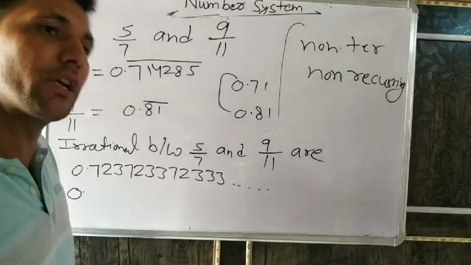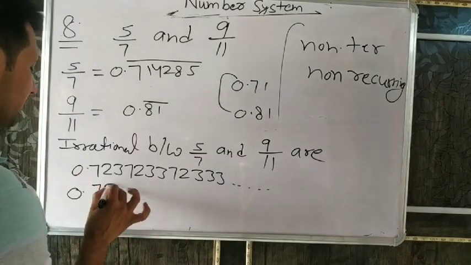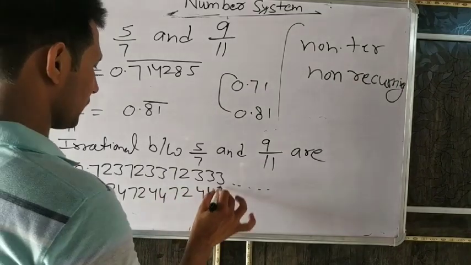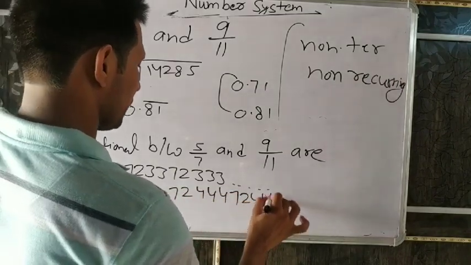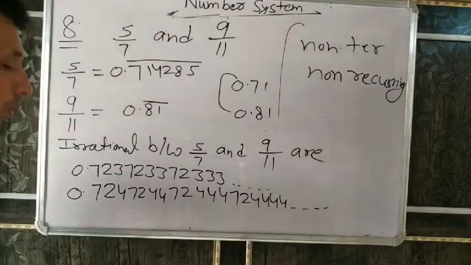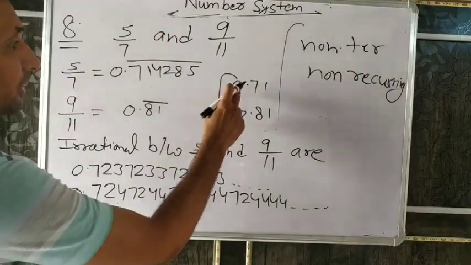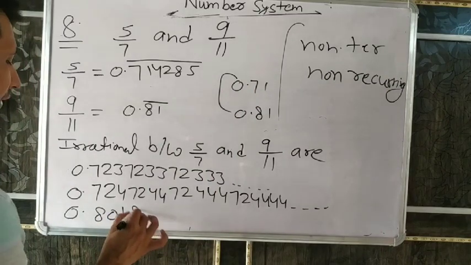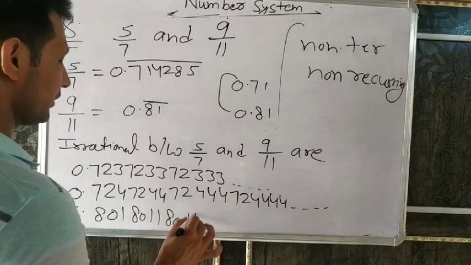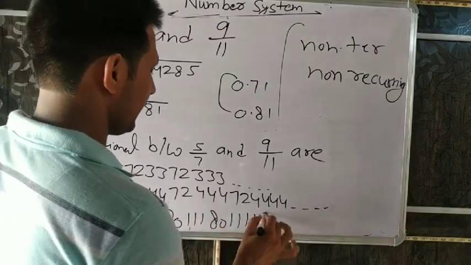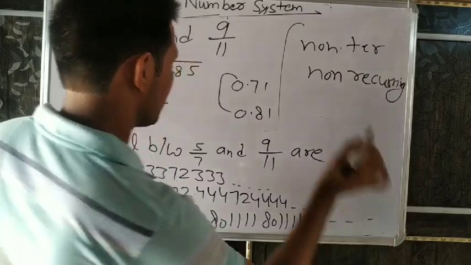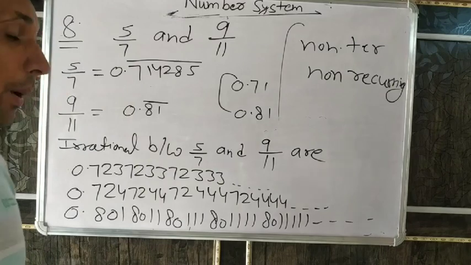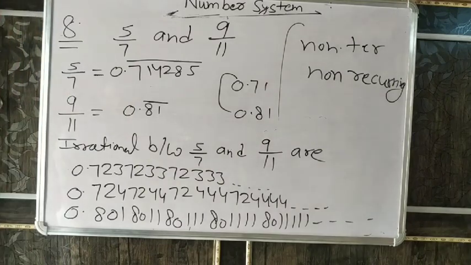You also can start from 7 to all. Also 0.724, 7244, 72444, 72444 dot. One more, 0.8 between 0.71 and 0.80: 0.80, 801, 8011, 80111, 8041, 8051 dot. So you can write infinite irrational numbers between any two rational or irrational numbers.